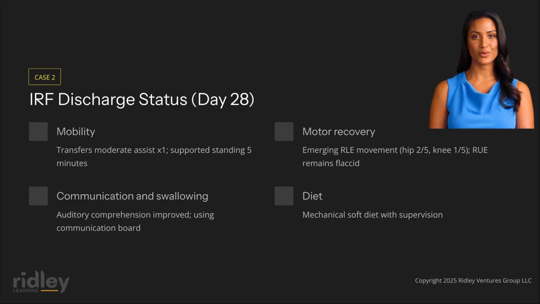Aphasia remained severe, though he demonstrated improved auditory comprehension, following one-step commands reliably and two-step commands with cues approximately 60% of the time, and emerging use of the communication board for basic needs. Depression symptoms improved with continued medication and behavioral interventions. He advanced to a mechanical soft diet with nectar-thick liquids with supervision.